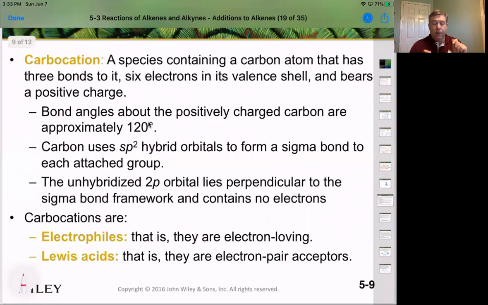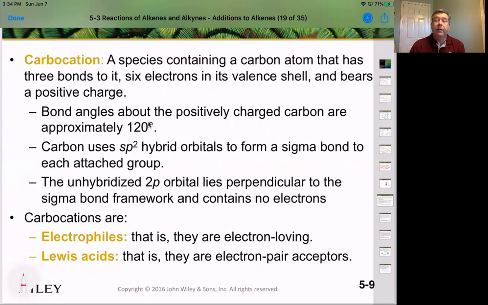Again, it is an sp2 hybridized carbon, meaning it's trigonal planar at 120 degrees. You have to have at least 3 things attached to it, and the more carbons attached to it, the better. Our unhybridized p orbital is now empty and has no electrons in it, and therefore has a positive charge.